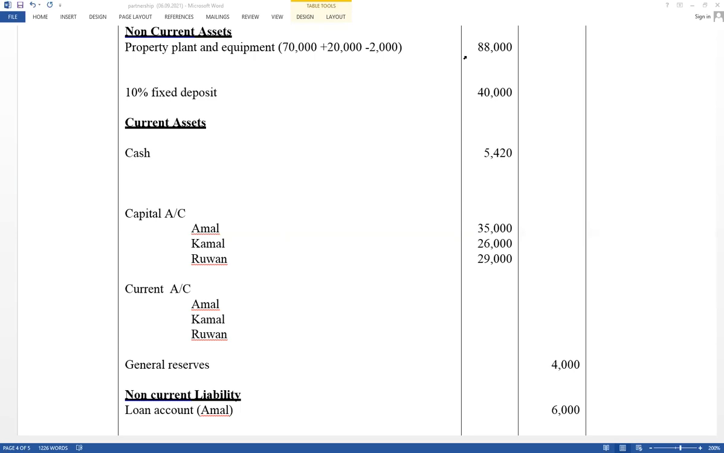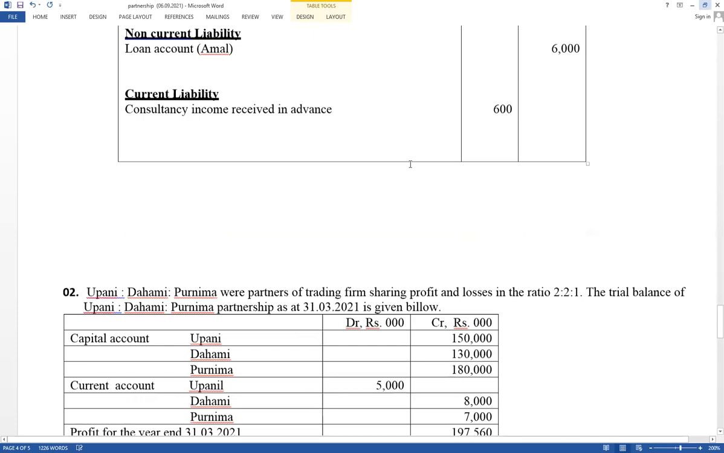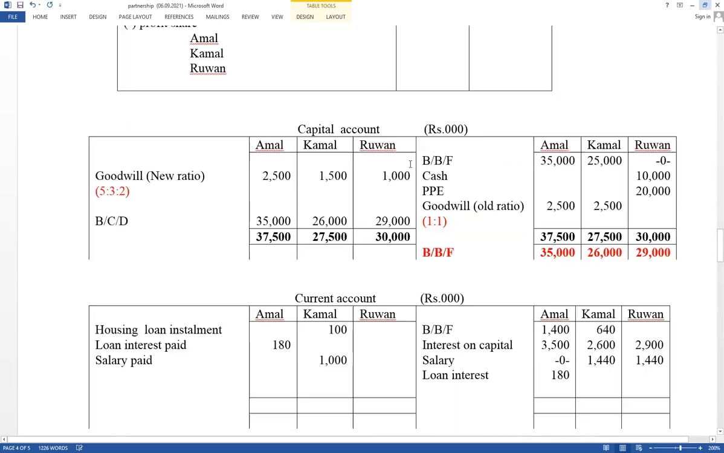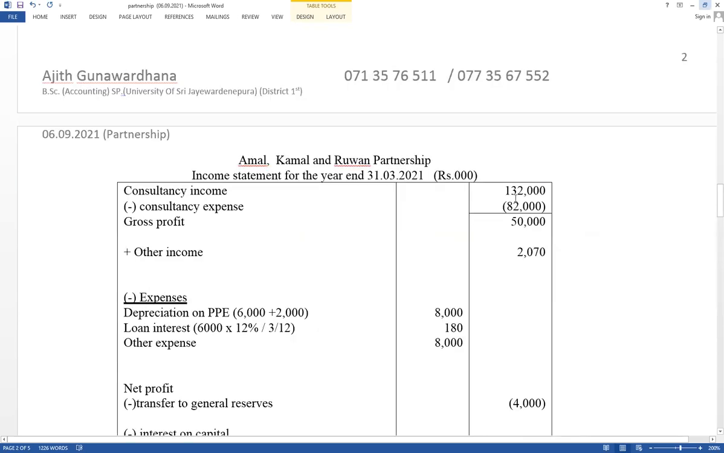Right now, try to complete the income statement, and the profit share also should be calculated. Consultants income minus consultants expense, gross profit can be calculated, plus other income. Take the answer. Therefore, here it will equal 52,070. Then deduct expenses, and net profit can be calculated. Take the expenses.